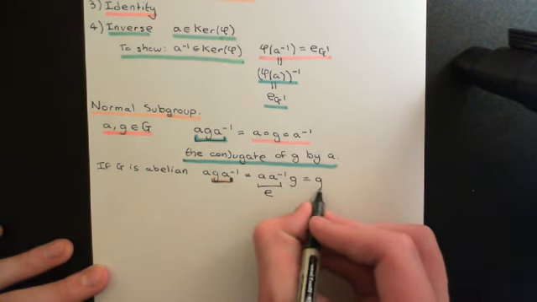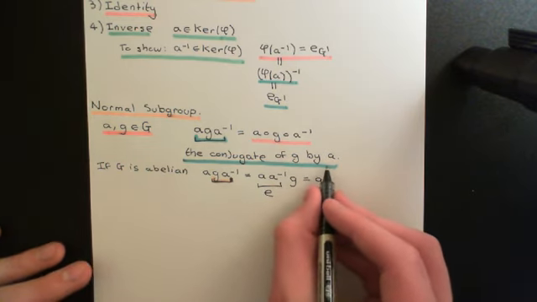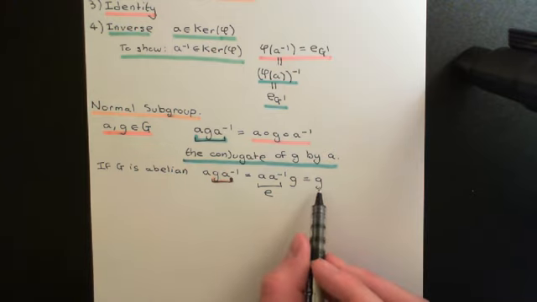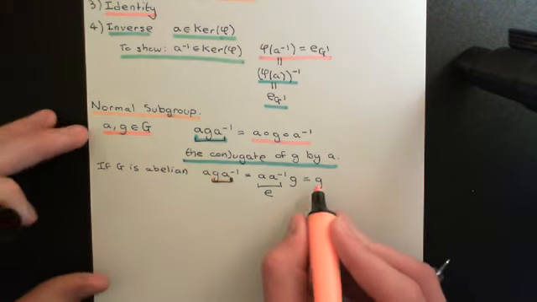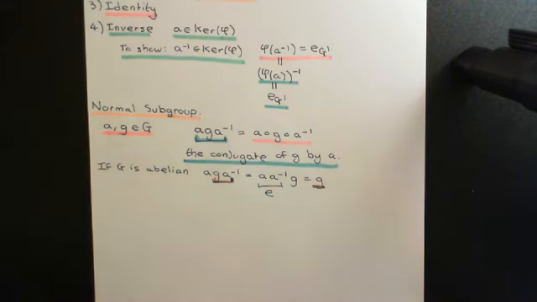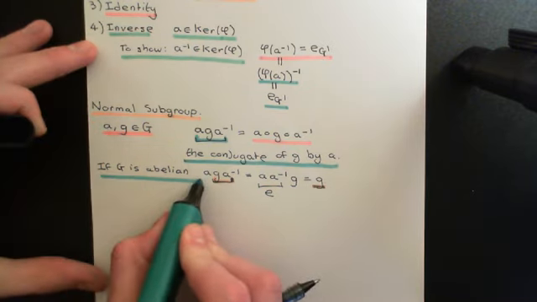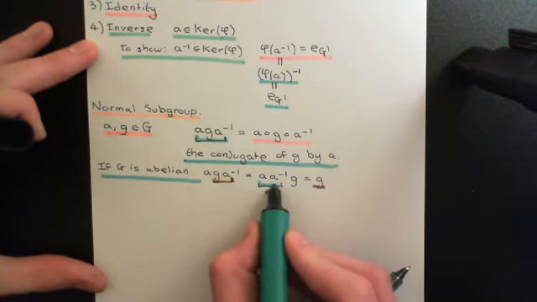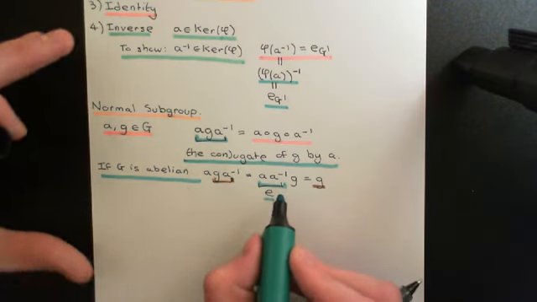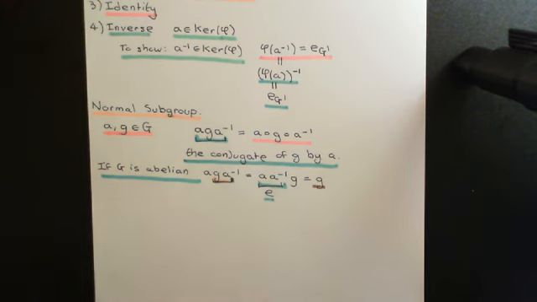So that means that the answer to the conjugate of g by a is just g, no matter what little a you pick and what little g you pick. So conjugation has absolutely no effect in an abelian group. This is only an interesting thing to do in a non-abelian group, and it is a really, really interesting thing to do in a non-abelian group, for reasons that we're not going to go into yet in this video. Okay, but it is a really interesting thing to do in a non-abelian group.